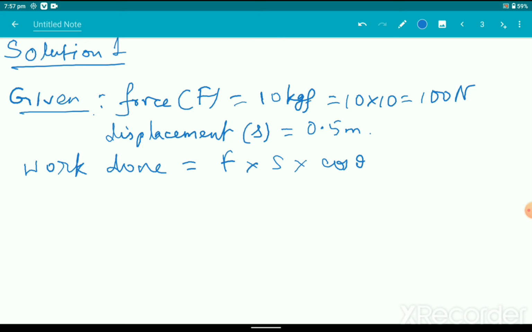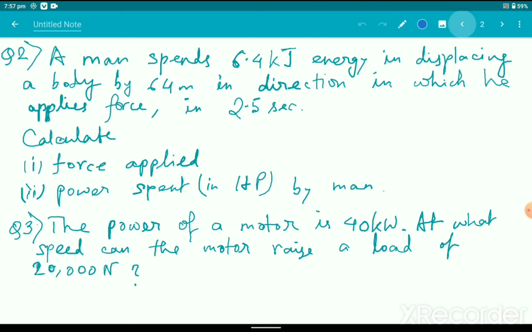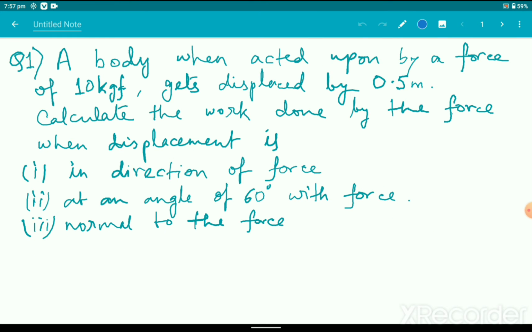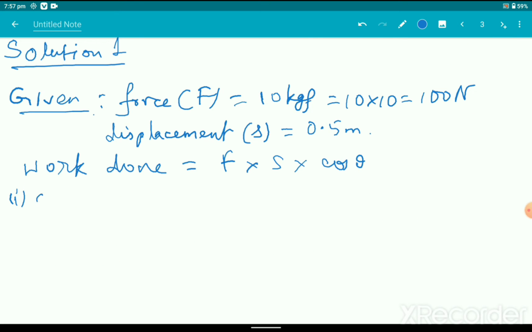That is, it is the product of the force, the displacement, and the cosine of the angle between the force and the displacement. Theta represents the angle between the force and displacement. Okay, so in the first case of the problem, it is said that the displacement is in the direction of the force. So for the first case, we can say that theta is equal to 0 degree.